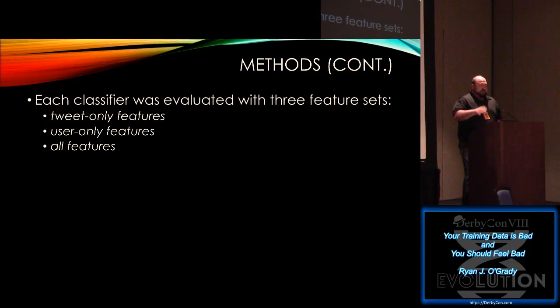Each classifier was trained using three sets of features. The first is tweet-only features. Those are features of the tweet itself. The content, although I didn't actually use semantic content, I do want to make that clear. When it was made, how quickly it was made from the previous tweet, and so on. The second set is user-only features. These are features associated with the user account and not the tweet itself. When was the account created? How many friends do they have? And so forth. And then, of course, all features is both the user features and the tweet-only feature sets combined.